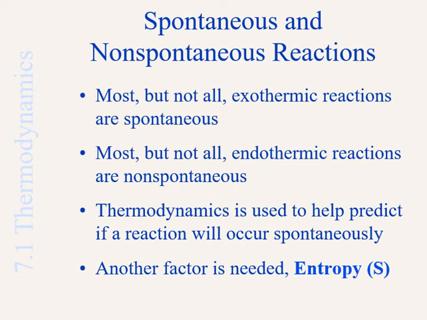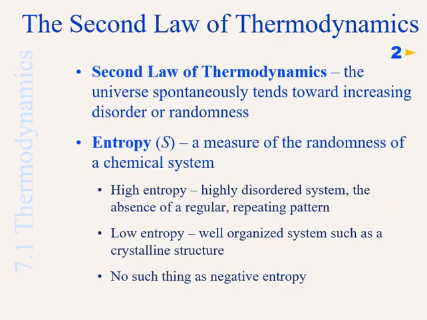So, there is another factor apart from delta H, enthalpy, which governs whether a reaction is spontaneous or not. Delta H tells us whether a reaction is exothermic or endothermic. If the sign is negative, we say it's exothermic. If the sign of delta H is positive, we say it's endothermic. But the other factor is called entropy. Entropy is a measure of the randomness of our system.